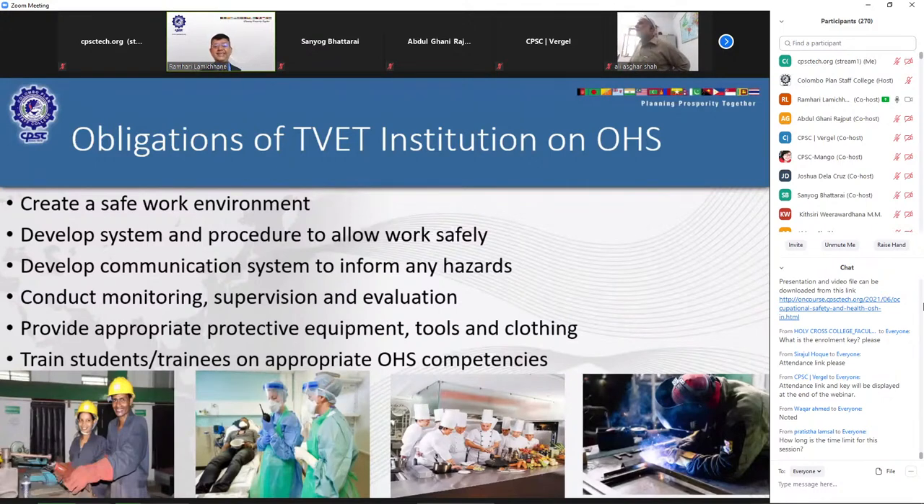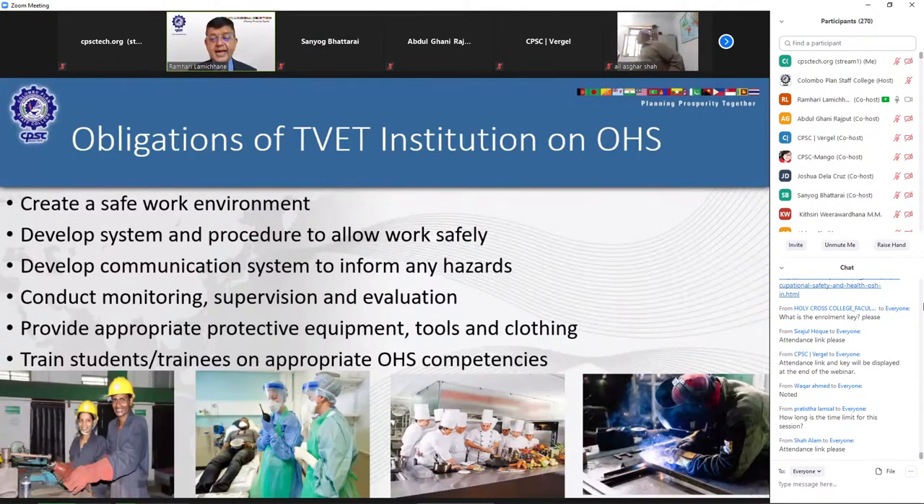Provide appropriate protective equipment, tools, and clothing. That is another obligation. We cannot say, as a principal or administrator or director of the TVET institution, that we don't have budget. Like if our department asks for proper helmets or a PPE set for the health department, like nursing or other health units, we cannot say we don't have budget. Safety is first. We can hold our salary, but we have to buy protective equipment, tools, and proper clothing. That is the obligation.